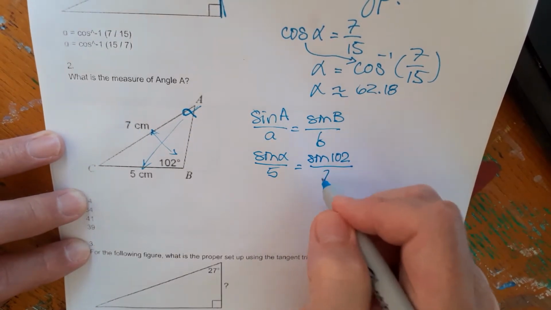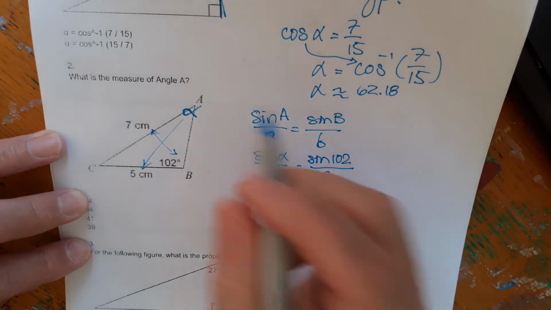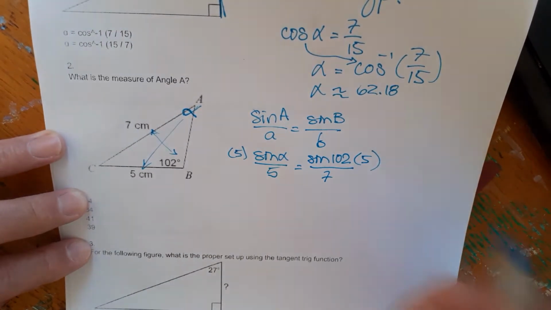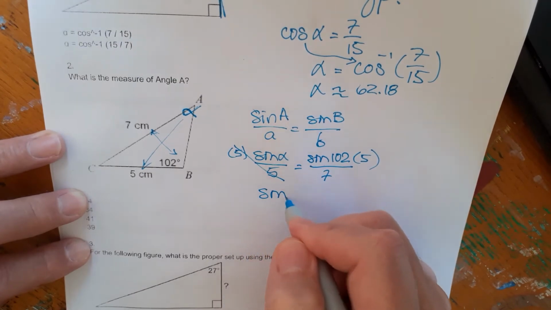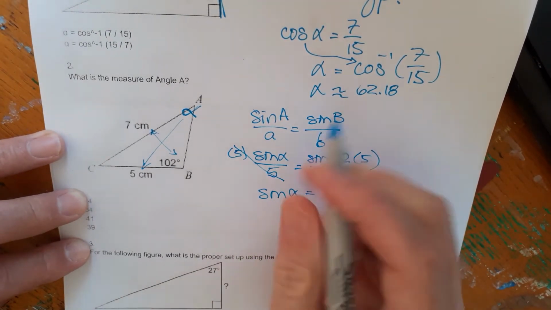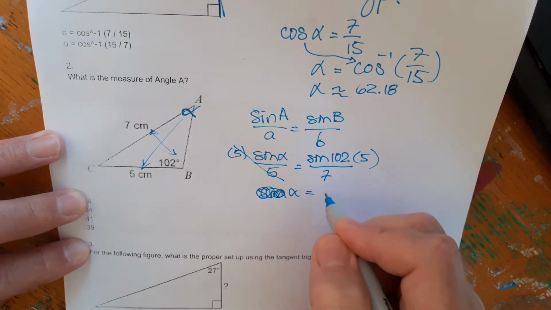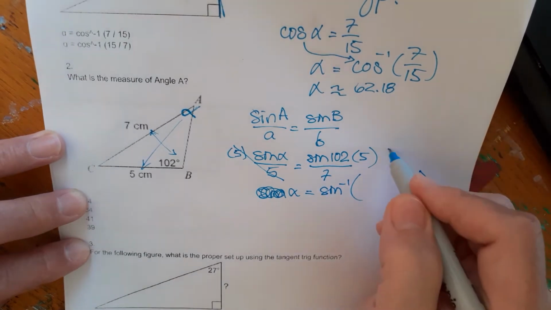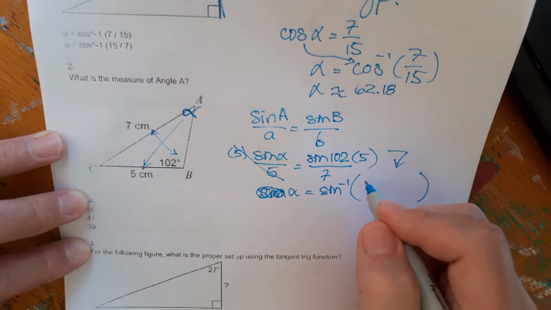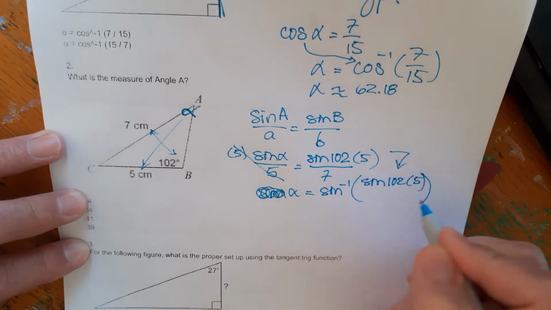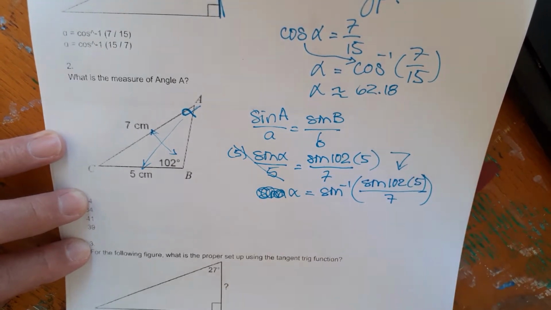We're going to multiply both sides by 5. These are going to cross out. We're going to get sine alpha equals this. Actually, I'm going to go ahead and move the sine over to the other side and say sine to the negative 1, the inverse sine, and move this whole thing down into here, which is sine 102 times 5 all over 7.